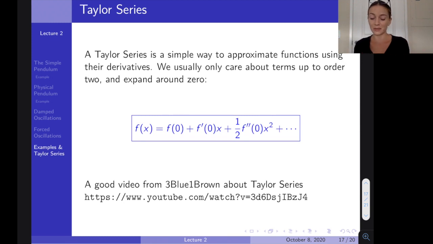So when I say Taylor series, what I really mean is a Maclaurin series, since a Maclaurin series is technically evaluated around x equals 0. When we say Taylor series in physics, we mean a Maclaurin series. A Taylor series is just a way to approximate a function when it's very close to 0.